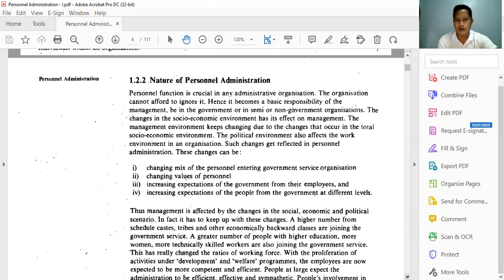Changing values of personnel. So of course, sometimes di kalikayan nga sa usa ka organization, they are flexing muscles. There are people who are actually flexing their muscles nga magpaila nga sila mas labing hawd sa tanan nga nagatrabaho diha, because they belong to the top management, they are from accounting, or because of the kind of position that they have, or in terms of educational attainment, their skills. It cannot be denied that we encounter increasing expectations of the government from their employees and increasing expectations of the people from the government at different levels.